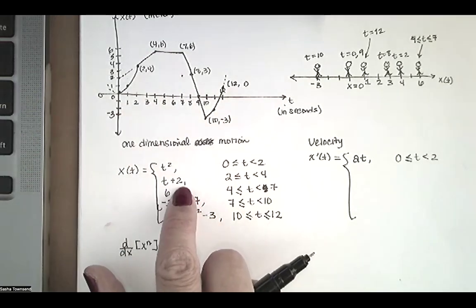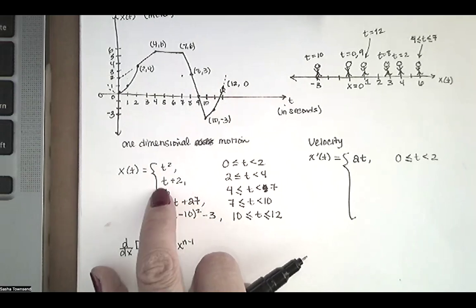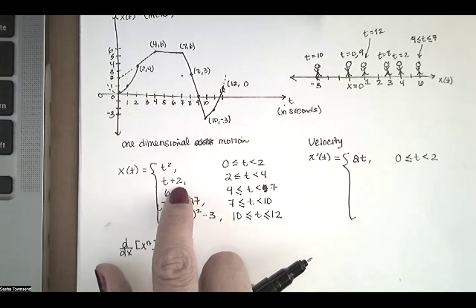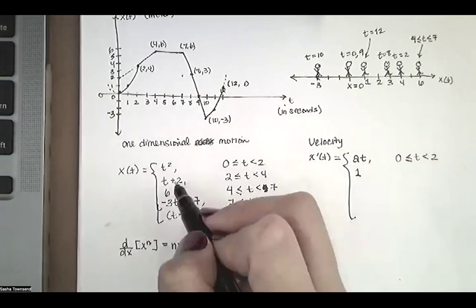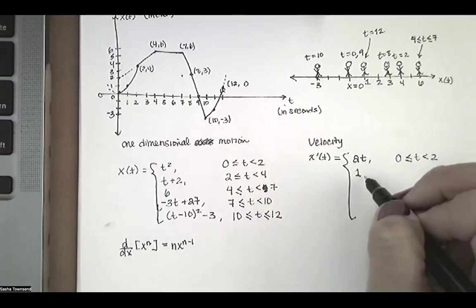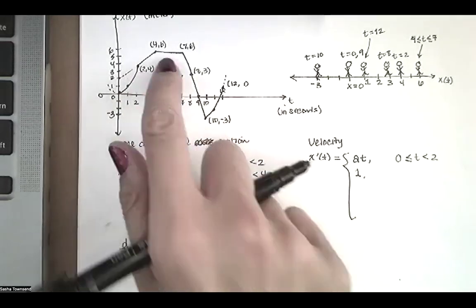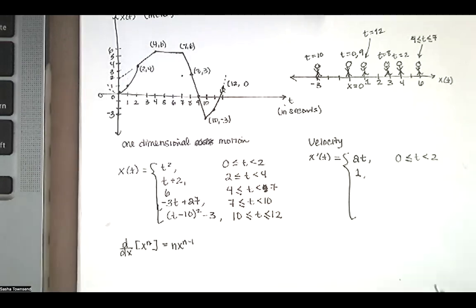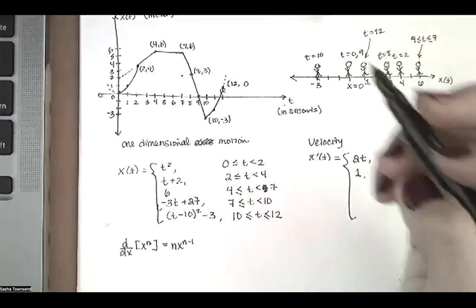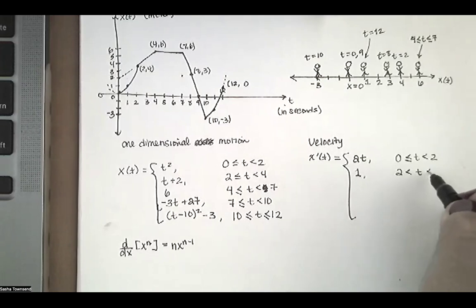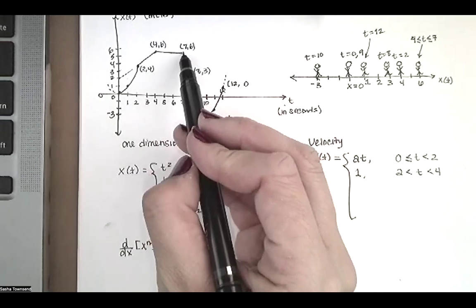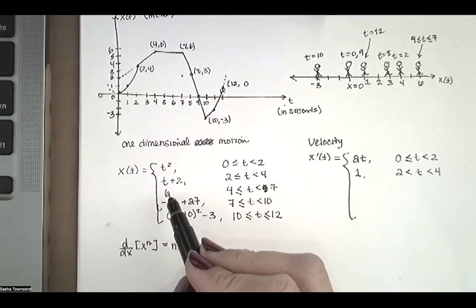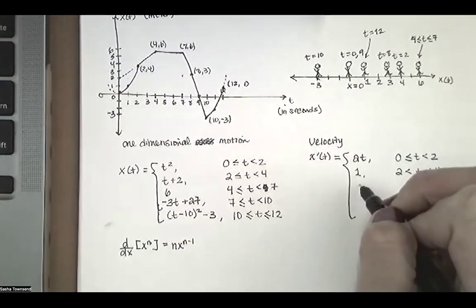Now in this piece, the function is linear. We have the derivative of a constant times t plus a constant. The derivative of a constant times t is just the constant, so we get 1. And the derivative of that constant is 0. And that makes sense because the slope of this line segment is 1. We go up 2 and over 2. That's on the interval from t equals 2 to 4. And then on the interval from t equals 4 to t equals 7, the function is just 6. It doesn't change. So the rate of change is 0.